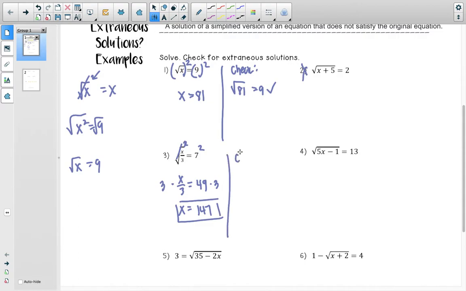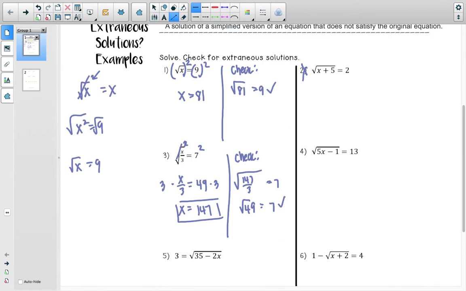Well, how do you check it? Well, we should be good at that because we did it a lot in the beginning of the year. So you take 147, because that's the x, divided by 3 equals 7. And you say, what is 147 divided by 3? Well, that's 49. And what's the square root of 49? Well, it's 7, so we're good. Okay, number 4. I'm just going to go like this just to help separate our work.